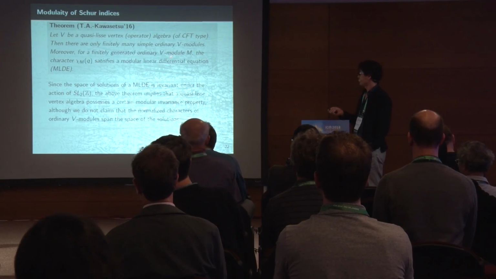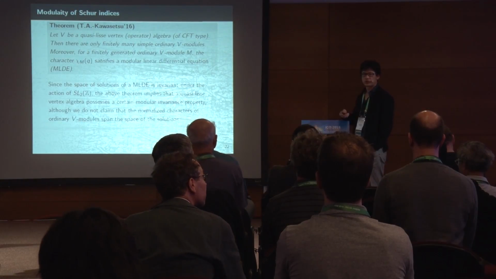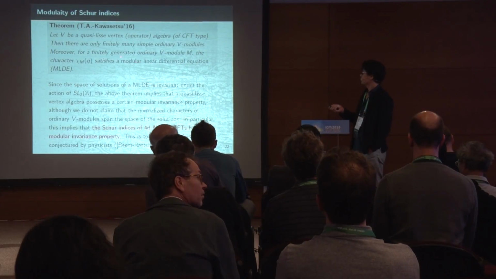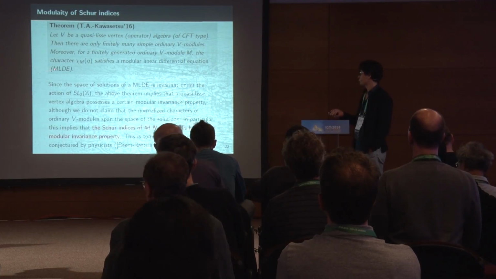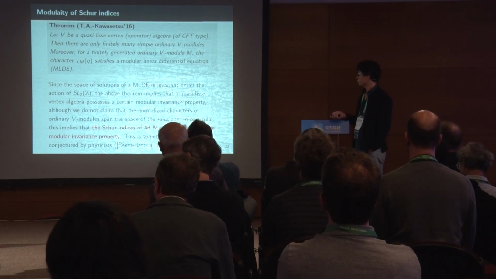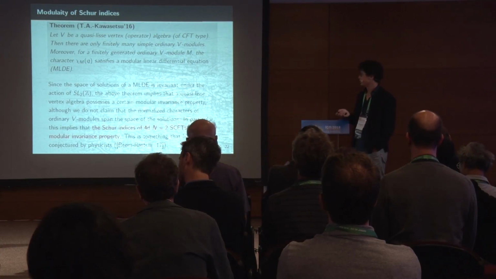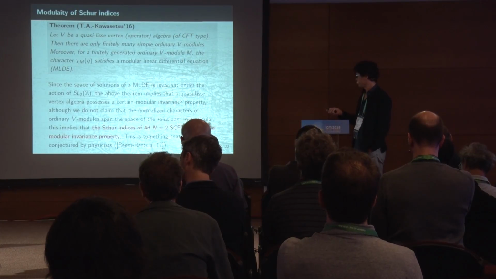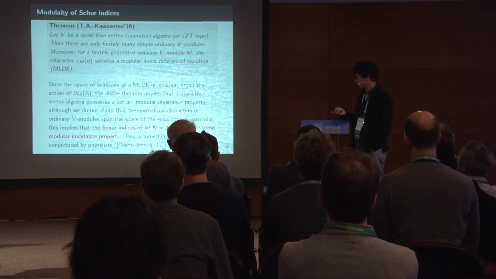So this means that the character of a quasi-lisse vertex algebra satisfies a certain modular invariance property, and because a vertex algebra coming from 4D theory should be quasi-lisse, and the character should coincide with the Schur index, this means that the Schur index of a 4D theory has some modular invariance property. And this is something conjectured by physicists. And as far as I understand, this property cannot be proved by any other method.